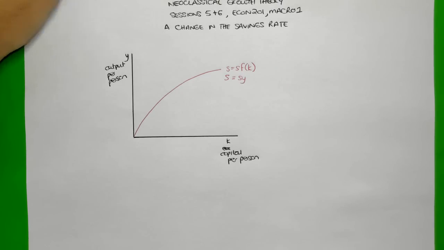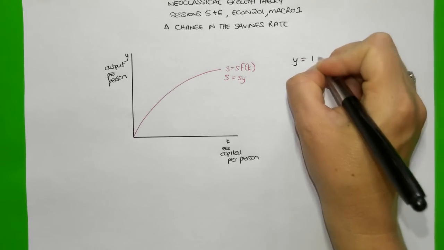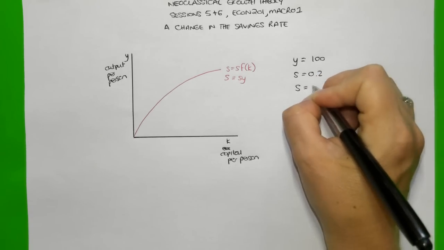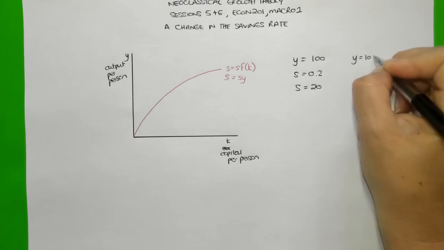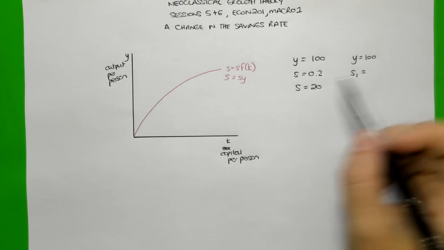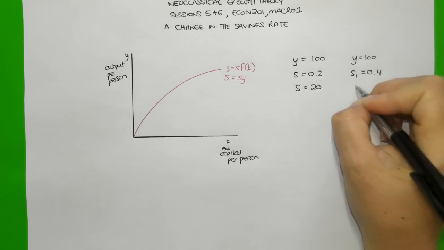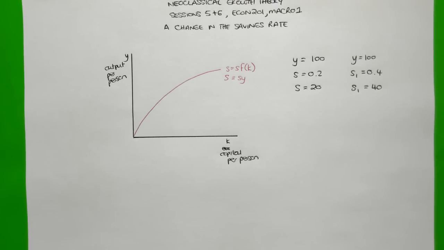So what we want to try and understand is how the position of the savings function could change if there was a change in the savings rate. So let's just work with an example quickly. Let's just say that output per person was 100, and the savings rate, s, was 0.2, then savings per person would be 20, okay? But if the savings rate for the same output per person went up, so it's no longer s, it's now s1, and it went up to, say, 0.4, then the amount of savings would change. Instead of being 20, it would be 40, okay?